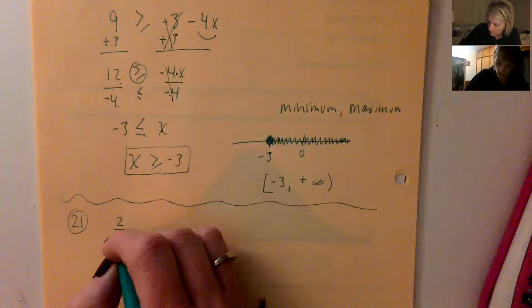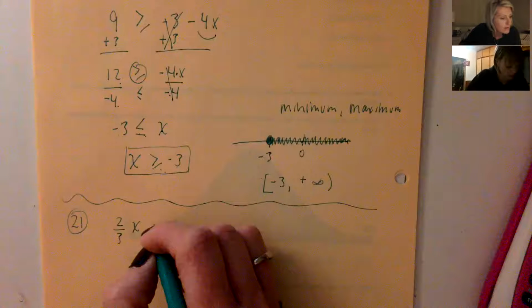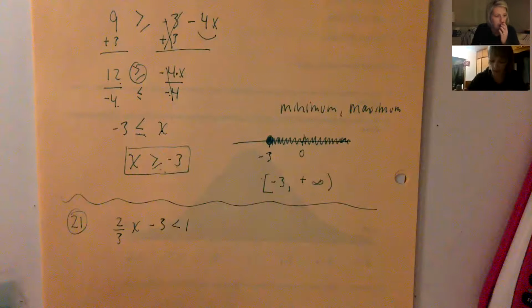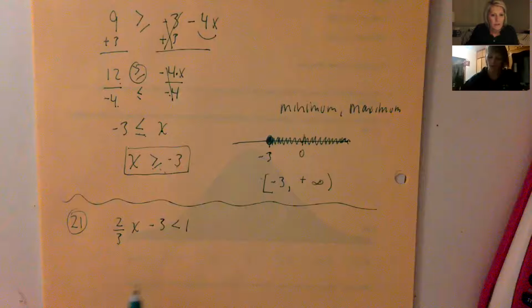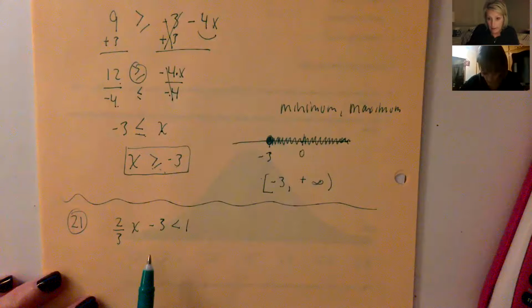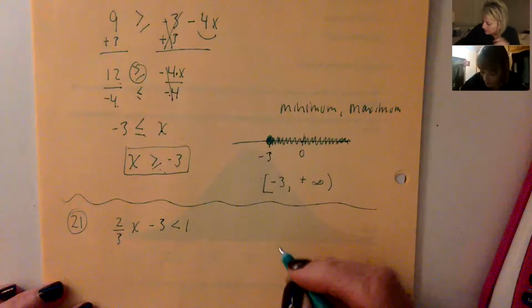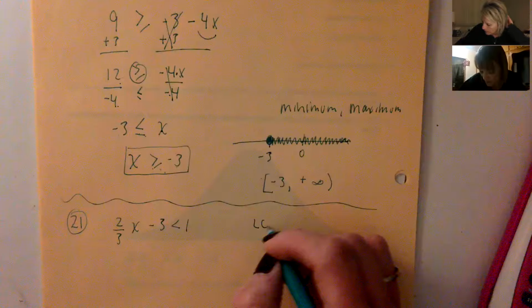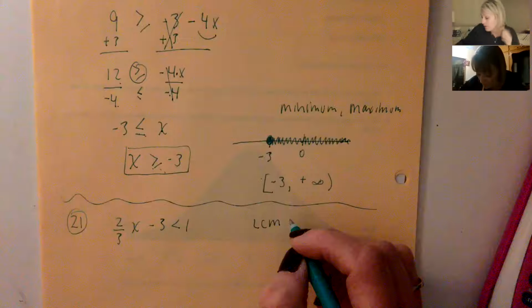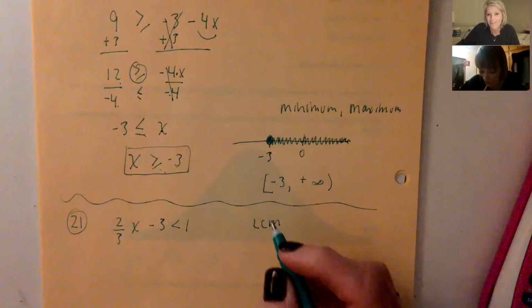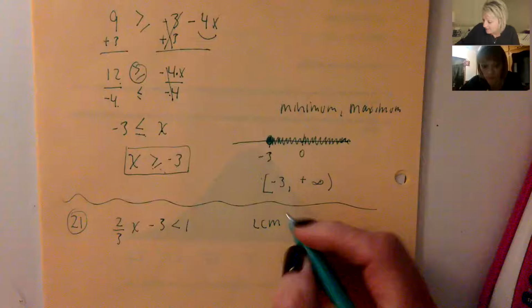2, there's X, -3 less than 1. So because we have the fractions, let's eliminate the fraction. What least common multiple can we multiply by? The cool thing is there's only one denominator, so I'm just going to multiply by that.